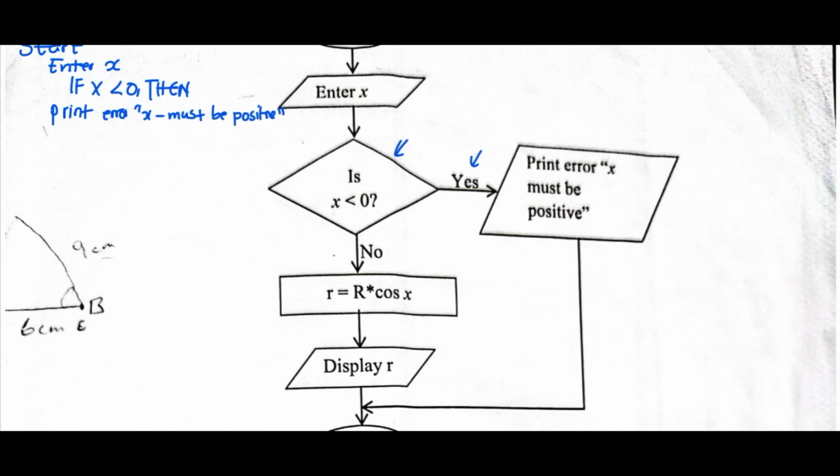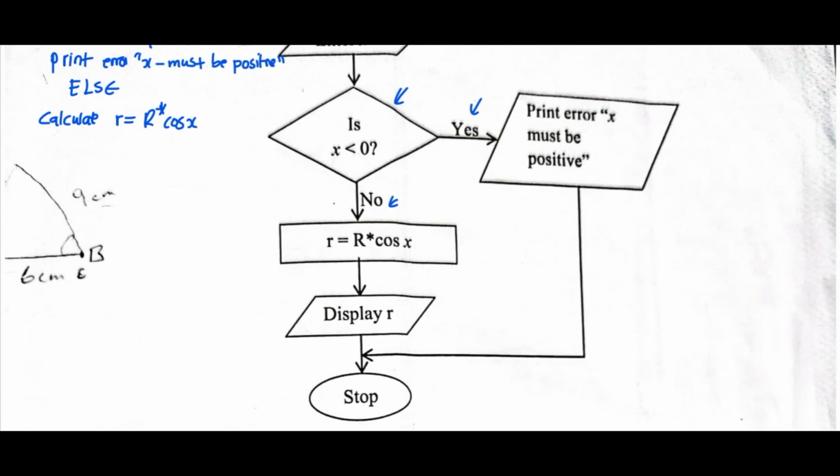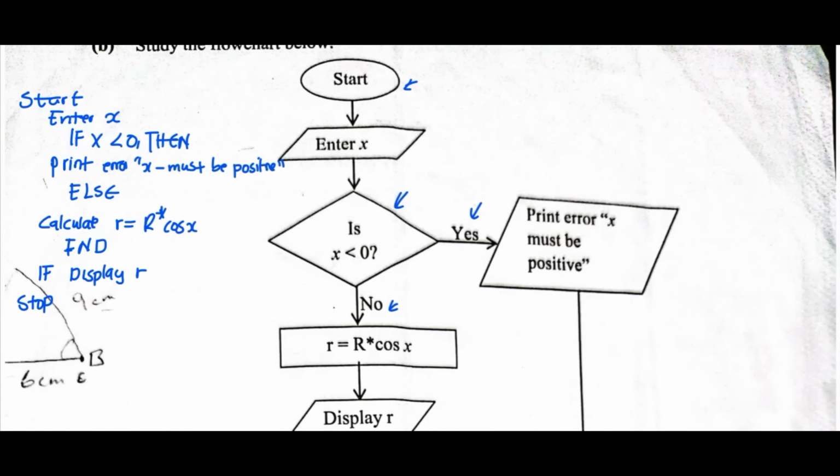Then else simply means if no. This one, what are we supposed to do? Calculate R is equal to capital letter R times cos x. Then you say end if, display R. Then what are you supposed to do? You stop. So this is our pseudocode.